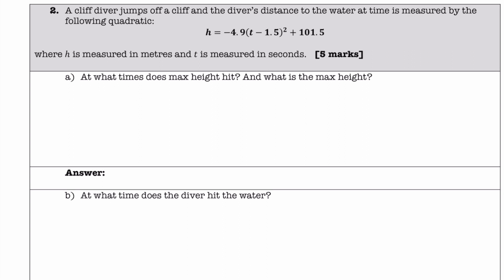For the next question here, we have a cliff diver jumping off of a cliff, and the motion of this cliff diver to the water is measured by the following quadratic. H is measured in meters, t is measured in seconds, and we want to go ahead and answer the following problems here.